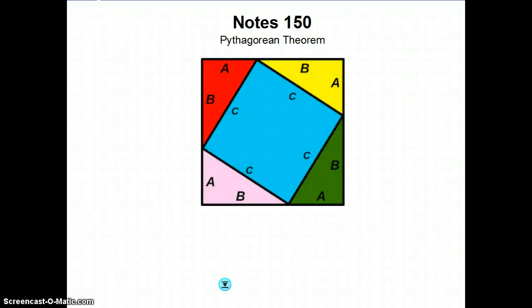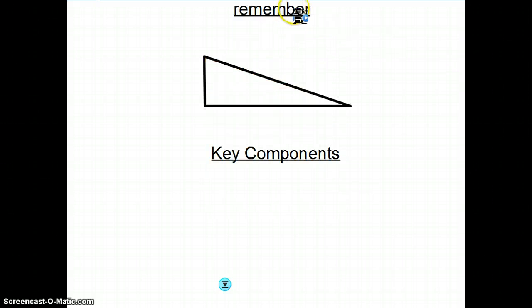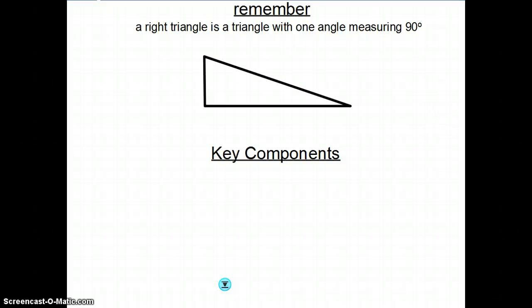Guys, today we're going to talk about the Pythagorean theorem. So we're going to take a look at right triangles and how all of their side lengths relate. So first remember, a right triangle is a triangle with one angle measuring 90 degrees.